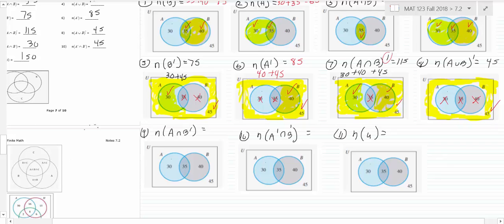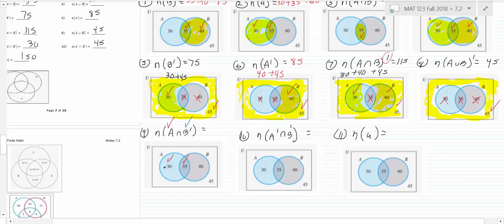All right, now they get a little harder when you get down here. They can. So this one we're doing the intersection of A and B complement. What I'm going to do is a red check mark for everything that's inside of A. Then I'm going to do a different color, like a green check mark, for everything outside of B.